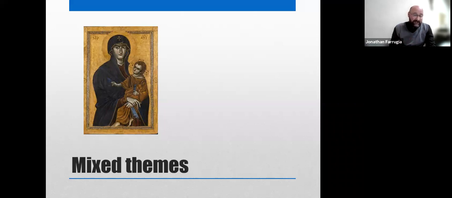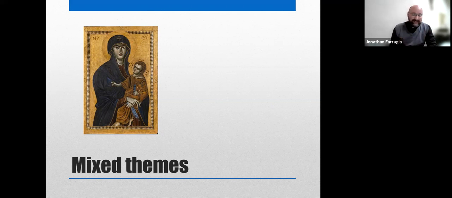Now, here we see a mixture of the Hodigitria and the Kyriotissa. Our Lady is seated, so she is enthroned, and she is holding Christ, but without touching his face. So it is not the other one. It is not a Glycophilusa. She is looking at the onlooker, but somehow she is not pointing at Christ because her hands are folded. So it is a mixed theme. We can say there is something from the Hodigitria, there is something from the Kyriotissa, but it is unclear where exactly this icon stands.